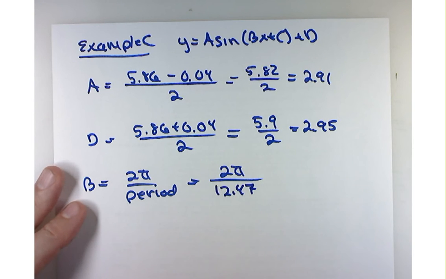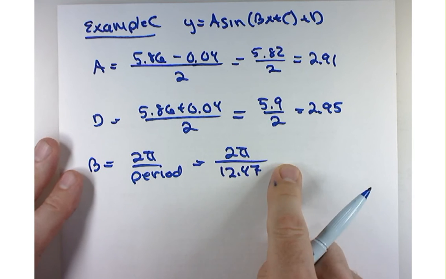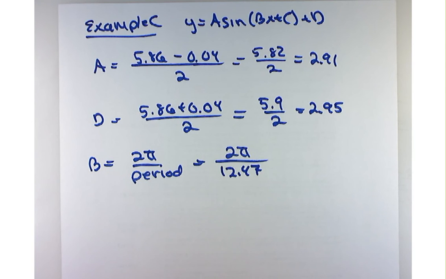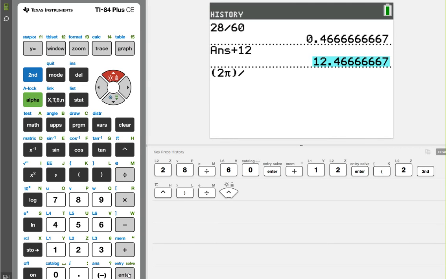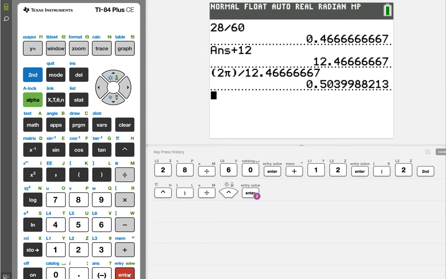12.47. If I take 2 pi and divide it by 12.47, I should get a nice decimal value for B. So I'll take 2 pi divided by... now I'm kind of torn here. Part of me just wants to write 12.47, that'd be easy. But there's another part of me that says, let's just go up here and grab that. So you hit the up arrow key, press enter, and it copies it down there for you.